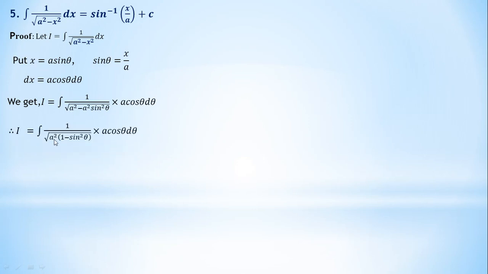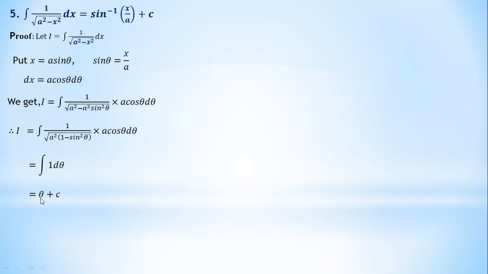So a square is common, under root a square into bracket 1 minus sine square theta. Now further, if you simplify this, see carefully, 1 minus sine square theta means cos square theta, and this is a square, so totally under the root it becomes a cos theta. So a cos theta will get cancelled, and you will get the simplified form as integration of 1 with respect to theta. So after proper substitution we get the simplification. Now we will take the integration of 1 with respect to theta, and you know that integration of 1 with respect to theta will be theta plus integration constant.